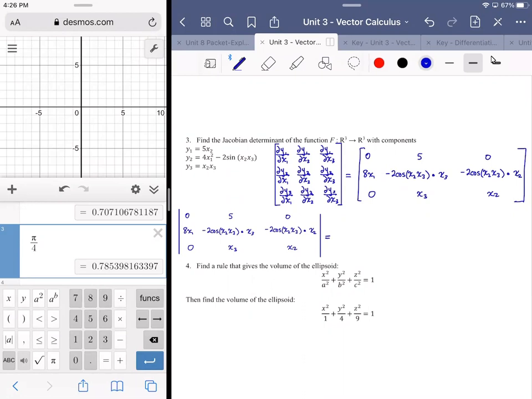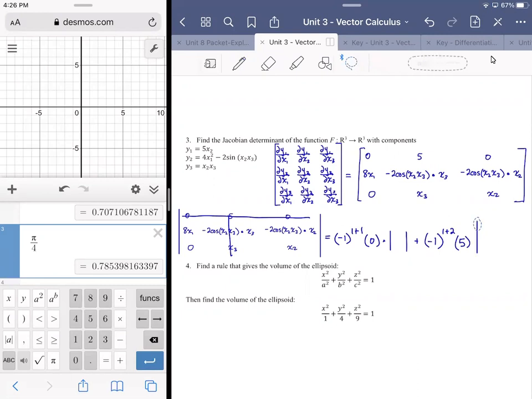So I'd be looking at -1 to the 1 + 1 power, row 1, column 1, multiplied by the entry 0, multiplied by the 2 by 2 matrix, which we can disregard as irrelevant. Plus -1 to the row 1, column 2, multiplied by 5, multiplied by the matrix that remains when the row and column that contain the 5 are removed.